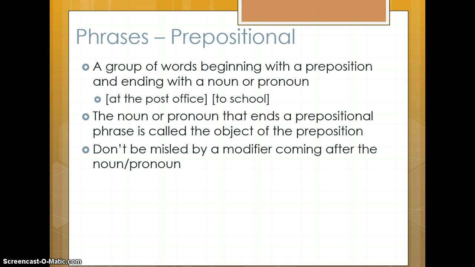So for example, on this slide you see at the post office. Office is actually the object of the preposition. The post is the modifier. So you don't want to get confused by that. Make sure that you understand that that whole thing is the prepositional phrase, even though we've got some modifiers in there. They're all right to be there.